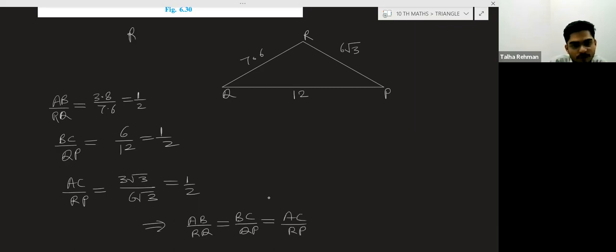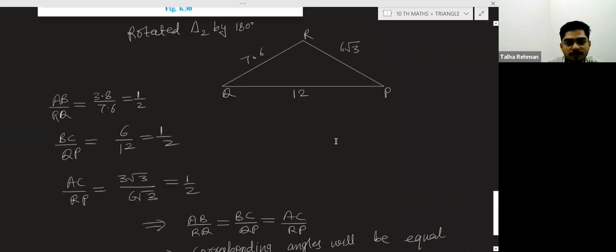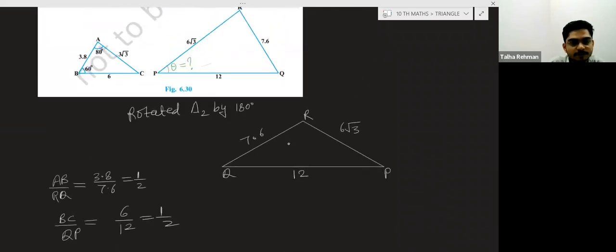So here, what you have done, you have rotated the second triangle by 180 degrees. It means that all corresponding angles will be equal. Now see what will be the corresponding angles.